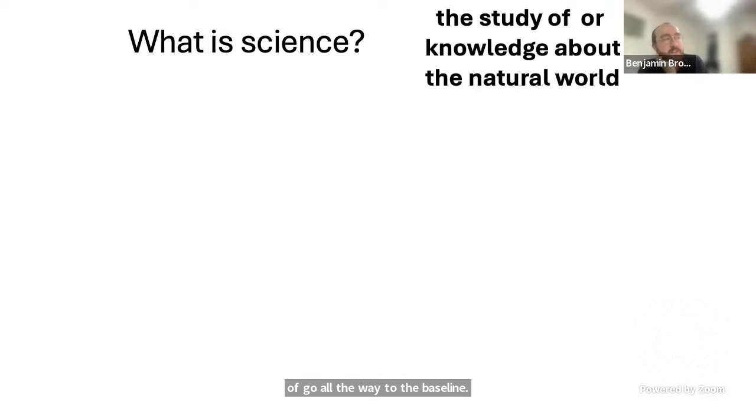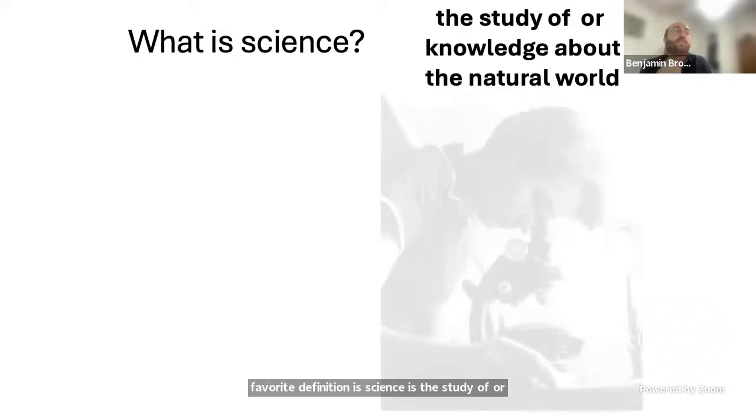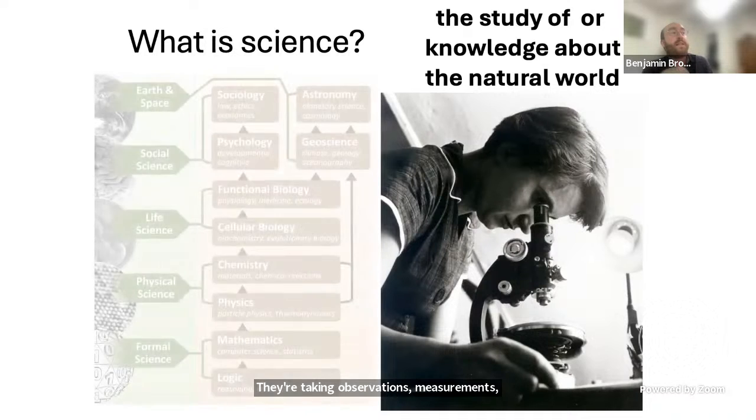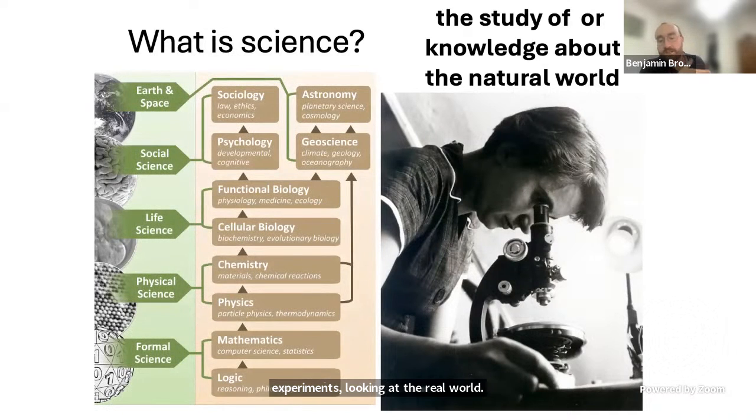Right. And then quickly, to go all the way to the baseline, because this does matter: what is science? My favorite definition is that science is the study of, or knowledge about, the natural world. Study of is very much what a lot of scientists do. They're taking observations, measurements, running experiments, looking at the real world. And then the body of knowledge is all of the textbooks and all of that accumulated knowledge in all of the sciences.